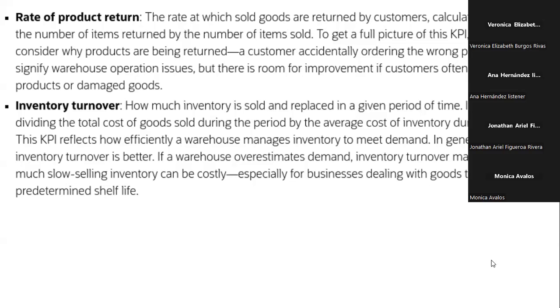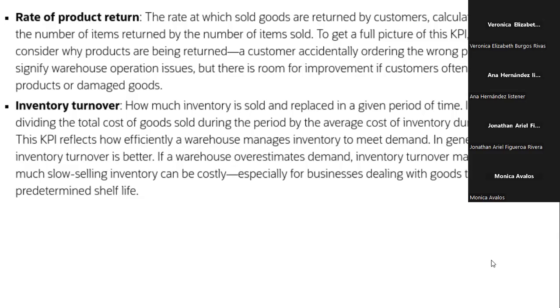It's calculated by dividing the total cost of goods sold during the period by the average cost of inventory during that period. So remember that maybe the product is finished, but if you have the product in the warehouse, it's getting more expensive, right? Because you are paying. You are paying for the warehouse, for the lights, for the energy, for the people working there. So all of that makes the product more expensive. So this KPI reflects how efficiently a warehouse manages inventory to meet demand.